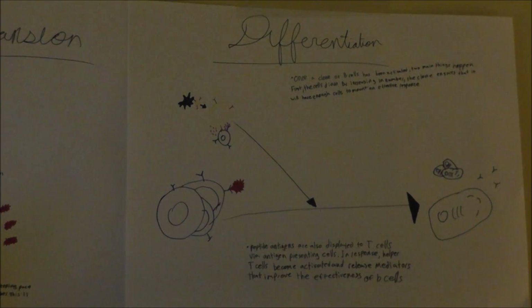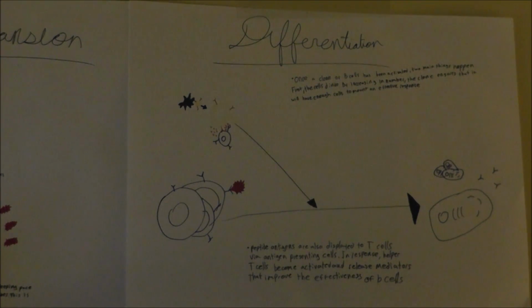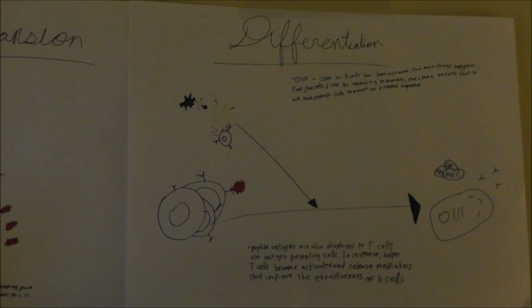Now we come to the third step of humoral immunity, and that is differentiation. Once a clone of B cells has been activated, 2 key things are happening. First, the cells divide. By increasing in number, the clone ensures that it will have enough cells to mount an effective immune response and that its numbers will keep pace with the replicating microbe.